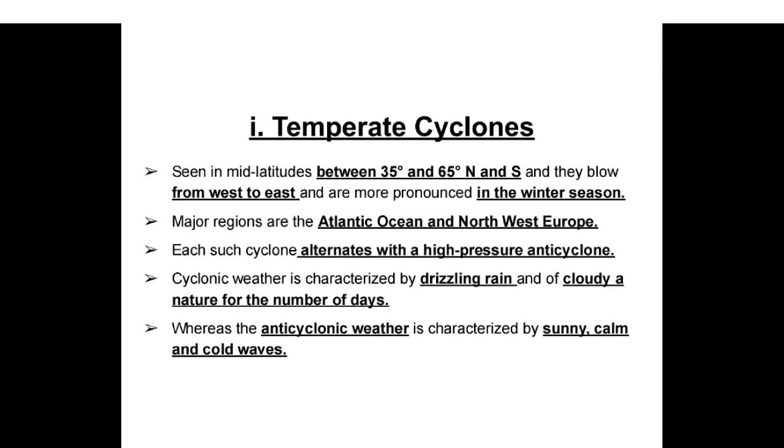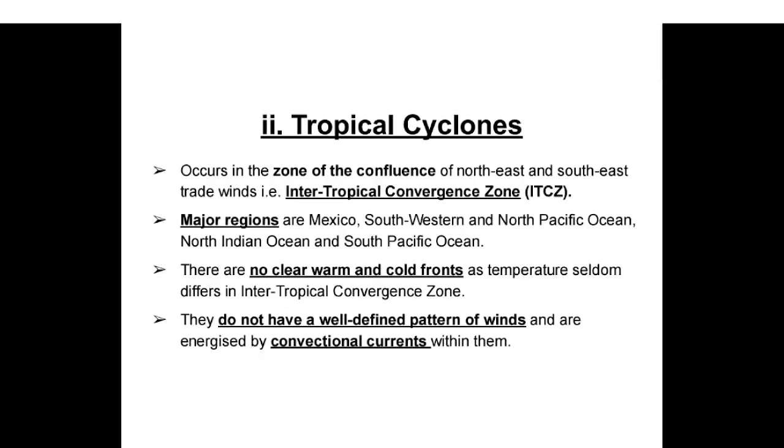Temperate cyclones are seen in the mid latitudes between 35 and 65 degrees north and south, and they blow from west to east and are more pronounced in the winter season. Major regions are the Atlantic Ocean and northwest Europe. Each such cyclone alternates with a high pressure anticyclone. Cyclonic weather is characterized by drizzling rain and cloudy nature for a number of days, whereas the anticyclonic weather is characterized by sunny, calm, and cold waves.